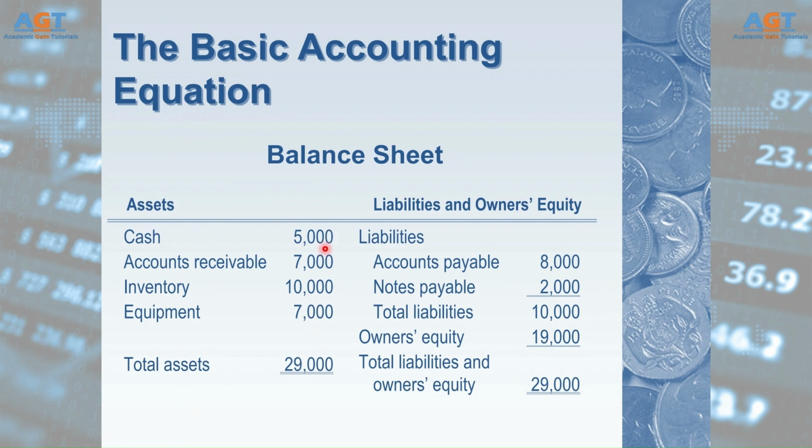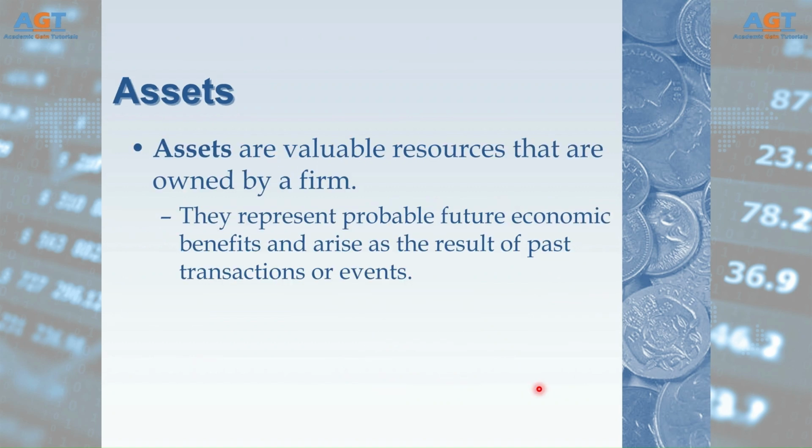Example balance sheet. A balance sheet lists assets such as cash, accounts receivable, inventory, and equipment. On the other side, it shows liabilities like accounts payable and notes payable, along with owner's equity. The total of assets equals the total of liabilities and owner's equity, proving the accounting equation. Now, let's understand each element of the equation one by one, starting with assets.